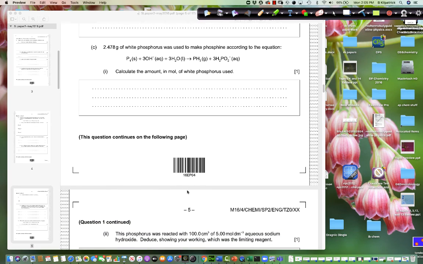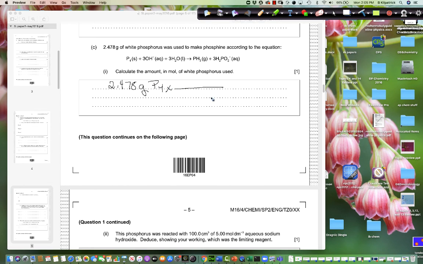Okay, so the next question is math. 2.478 grams of white phosphorus was used to make phosphine according to the equation. Calculate the amount in moles of white phosphorus. Should be easy. You're just converting. So it's 2.478 grams of P4, and then convert that to moles.